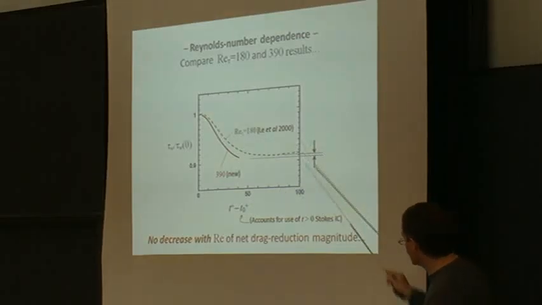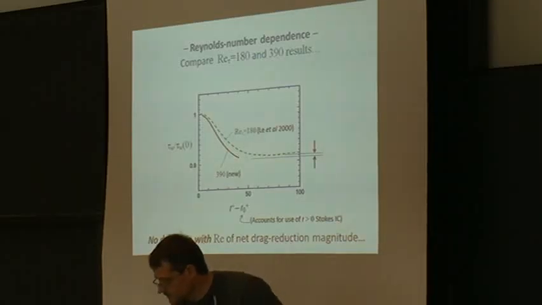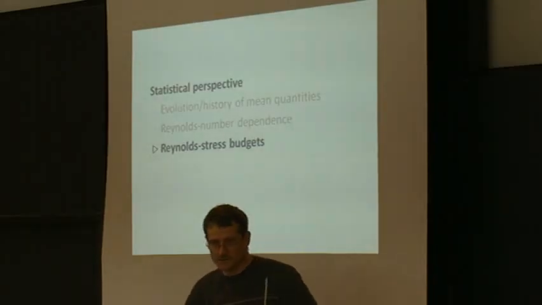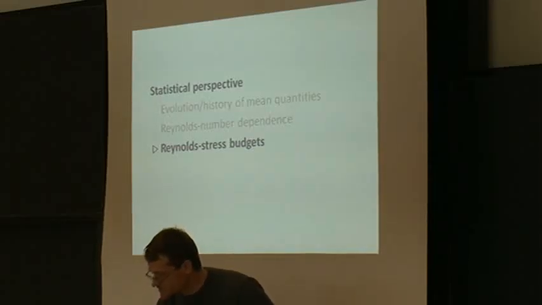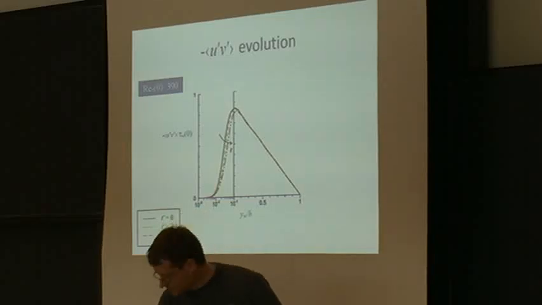But the main point is just that, at least over this Reynolds number range, you get the same drop in the drag. Now, looking at the real stress budgets and trying to answer this question, why is the drag drop?